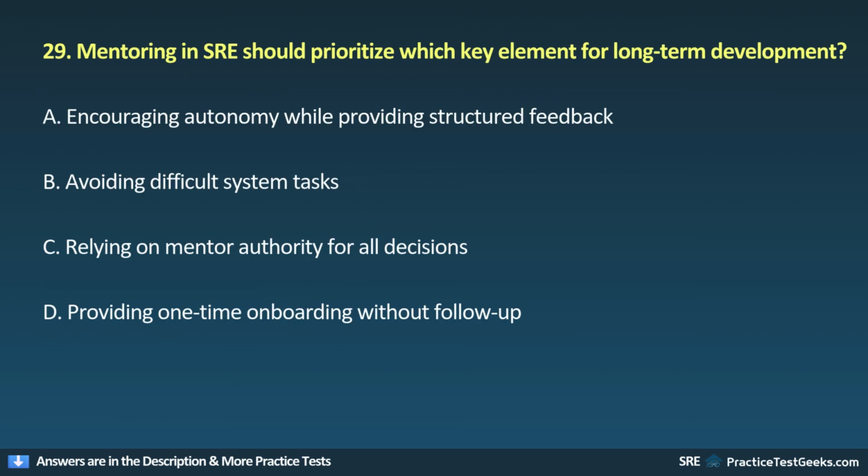29. Mentoring in SRE should prioritize which key element for long-term development? A. Encouraging autonomy while providing structured feedback. B. Avoiding difficult system tasks. C. Relying on mentor authority for all decisions. D. Providing one-time onboarding without follow-up.